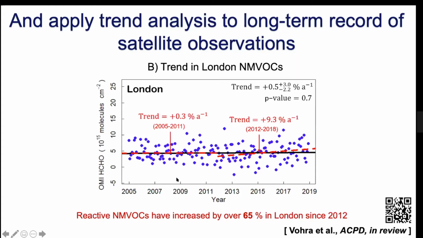This increase tells you that the reactive NMVOCs have increased by over 65% in London since 2012. This is something which we have not observed in the emission inventories, and it is quite an interesting result to see what could be contributing to the increase in the NMVOCs. We suspect it could be because of the increase in domestic combustion, the increase in the use of household solvents, as well as the food and beverages industry, as these are the three sectors which have shown an increase in the last 7 years.